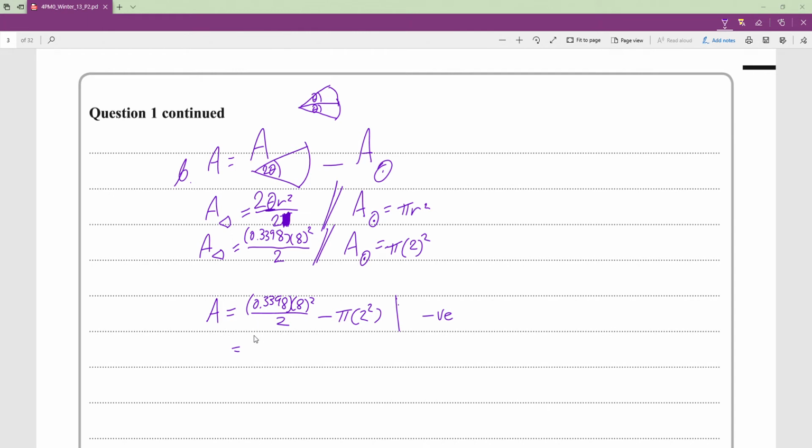Because what you should get, if you disregard the -2, is something more like, because these 2's cancel out, 0.3398 times 8 squared minus 4 pi is equal to 9.1808, which the question was asking us to give to 3 significant figures, so we'll say 9.18 centimeters squared.